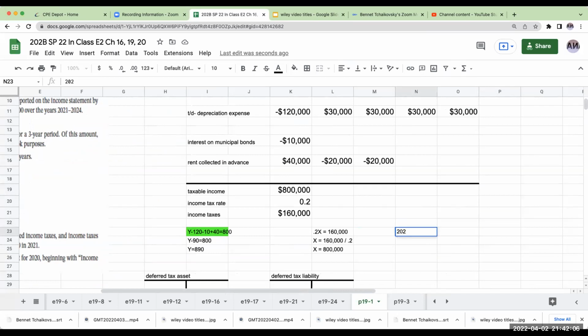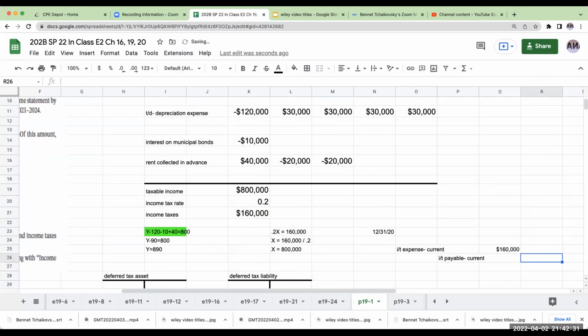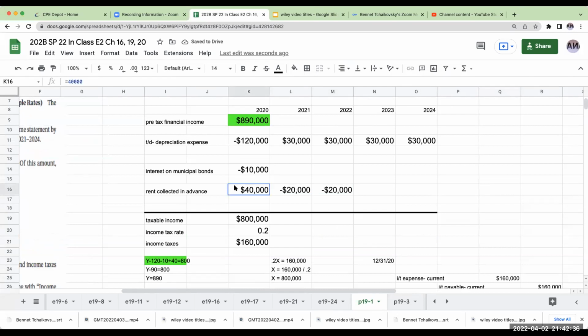So 2020, on 12/31/20. If you've been watching my videos, you know what I like to do first. I like to go income tax expense, current, and this is going to be $160,000. My income taxes payable, current, is also going to be 160. Now, my deferred, so over here, I'm prepaying for taxes.